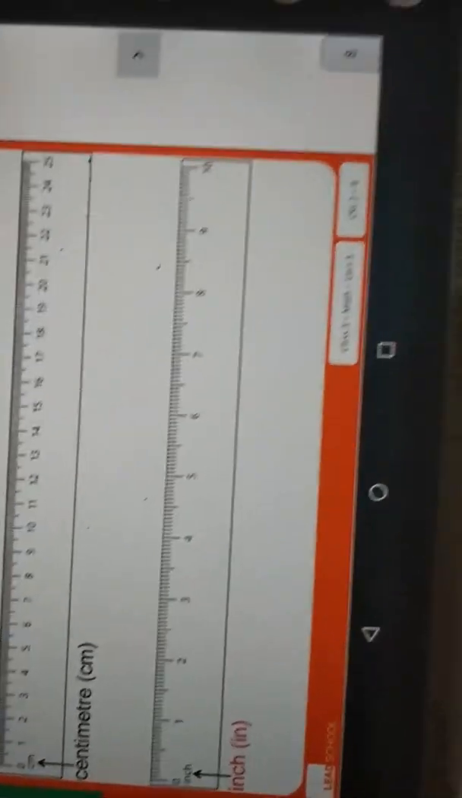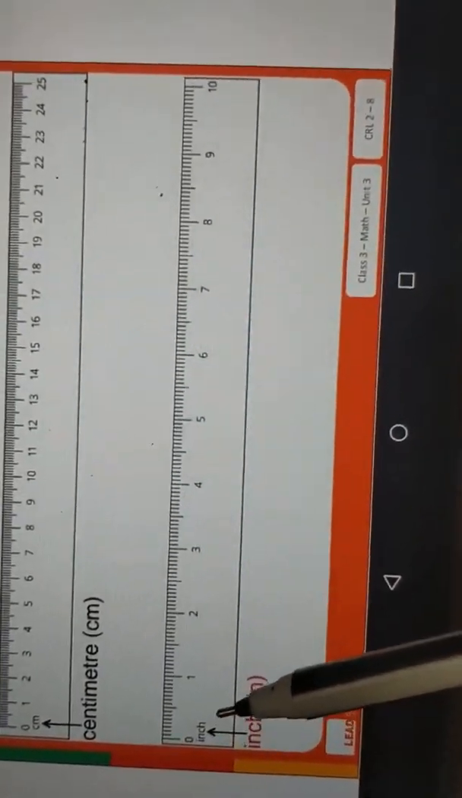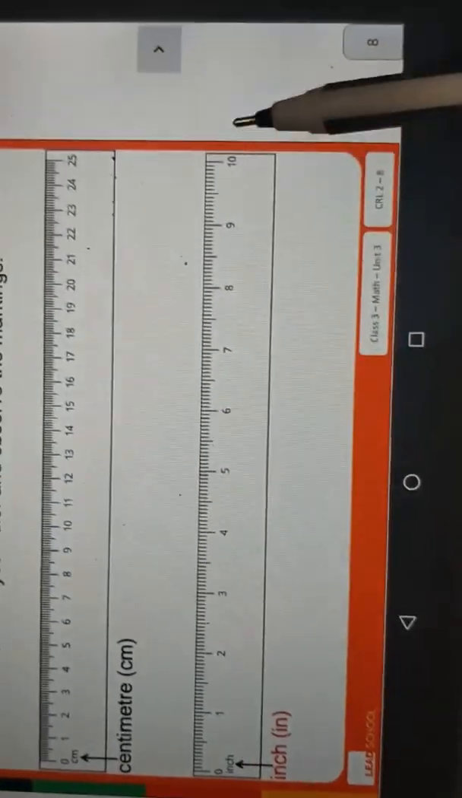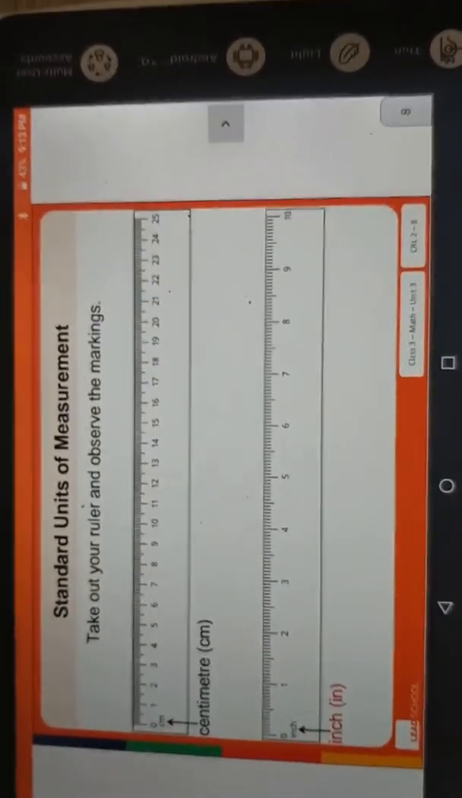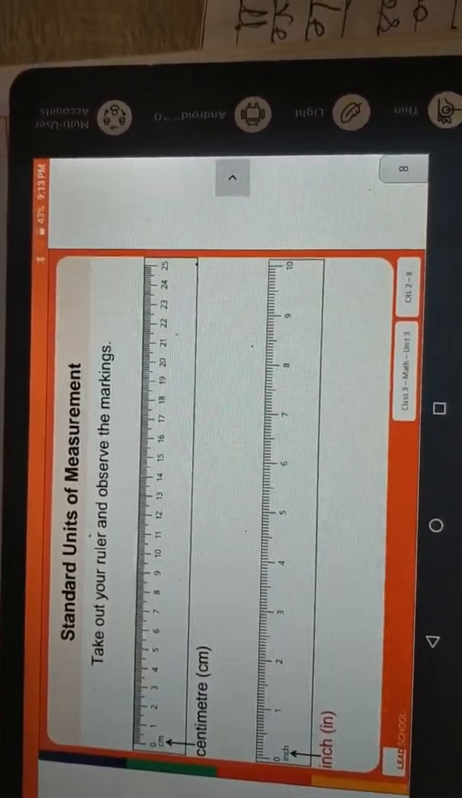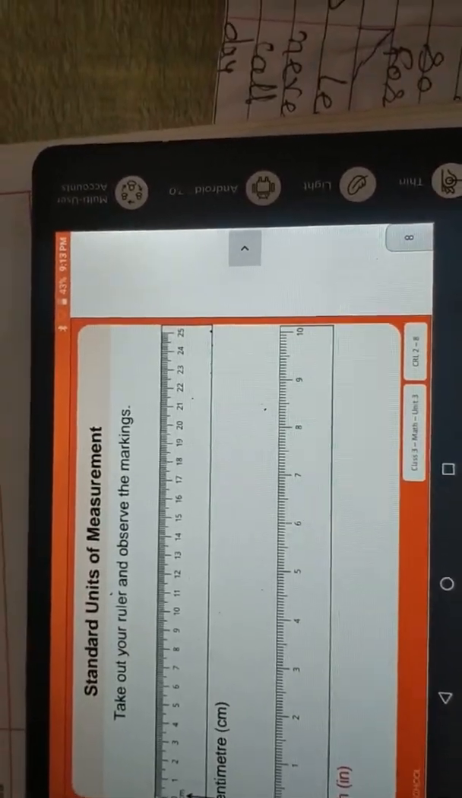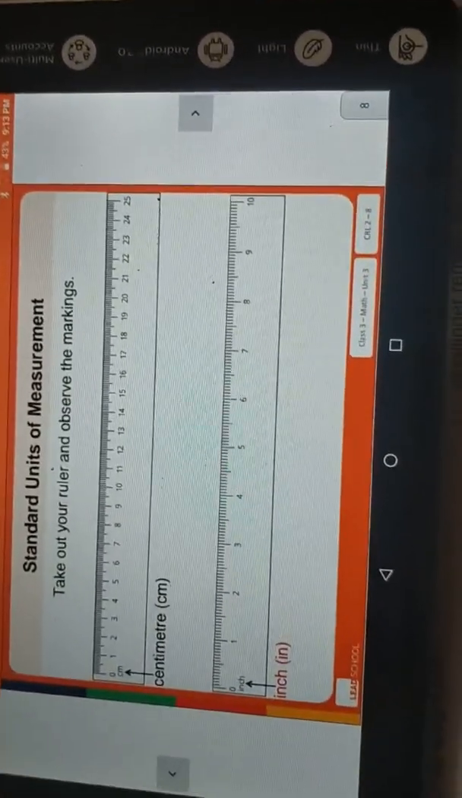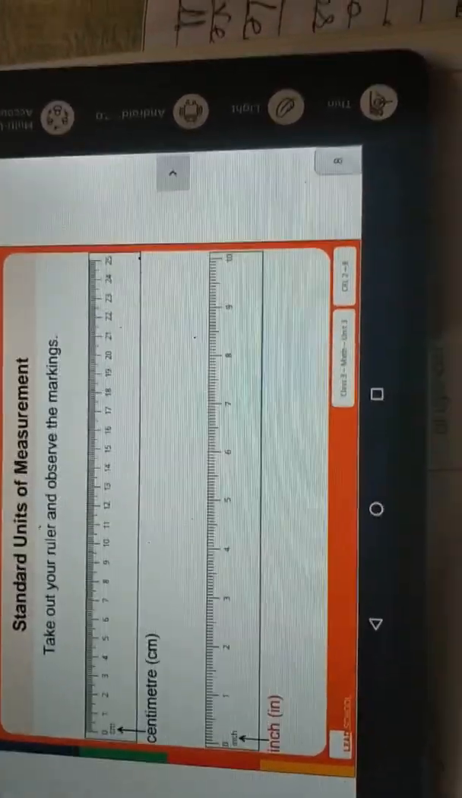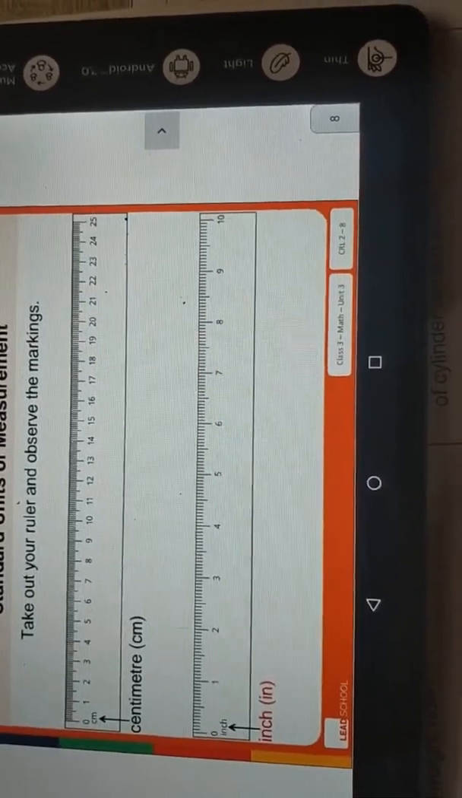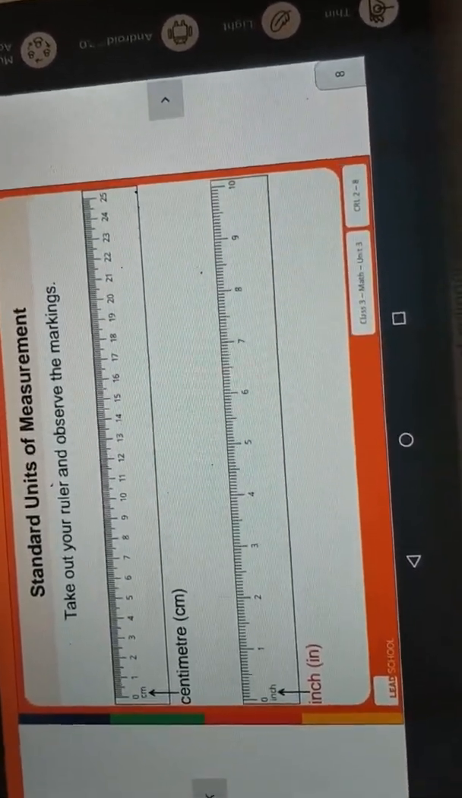And see, in your ruler there are also bigger markings. That's called inch. So 1 to 10 inch is there. Okay students, did you understand the difference in the standard units of measurement? That is the scale. We have seen the units of the scale, students. The scale will be used in two ways: first one is centimeter and second one is inch. Got it students? Now we'll start the next topic.